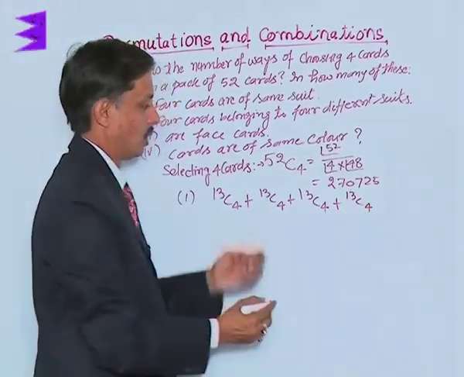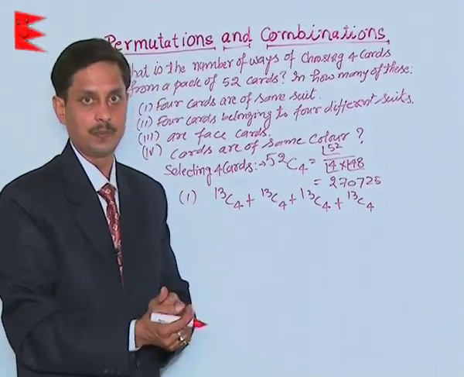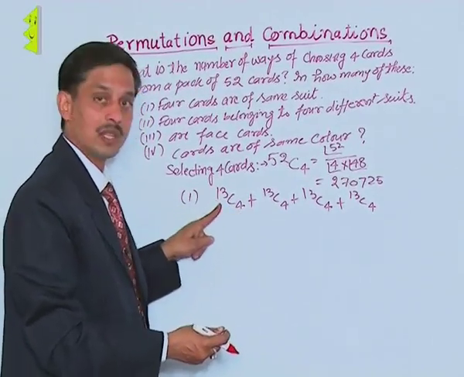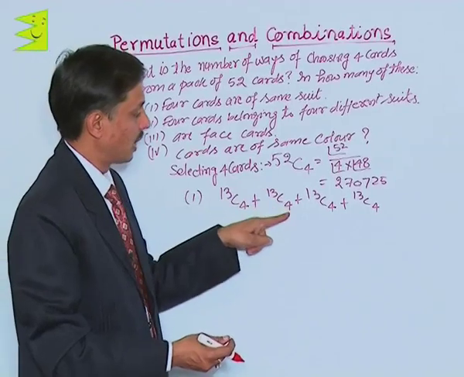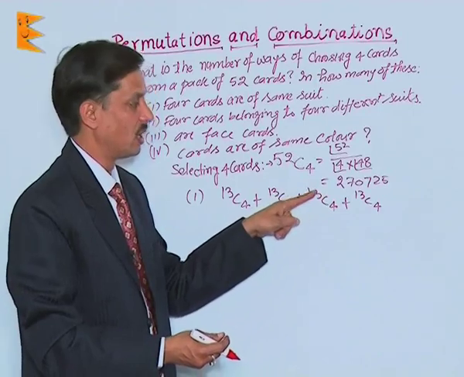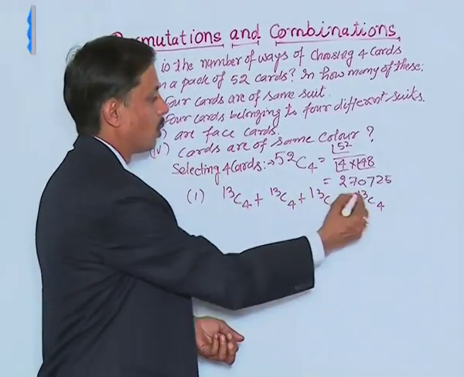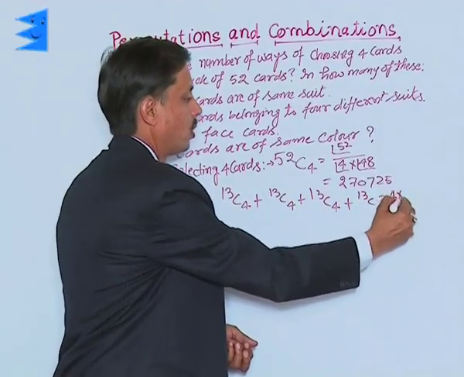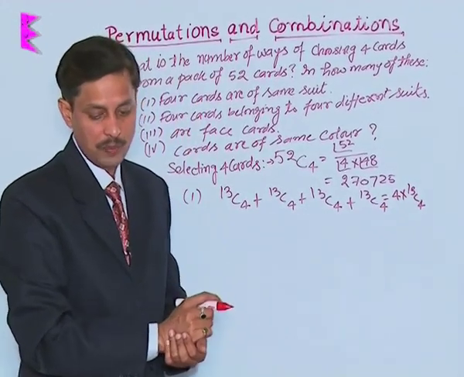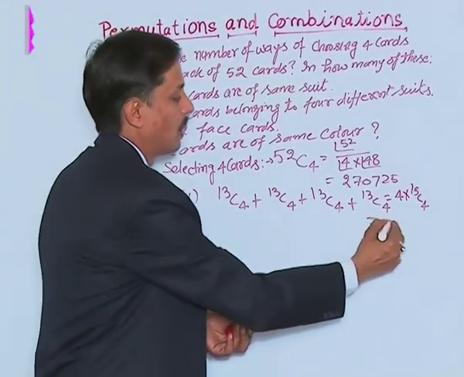Or these 4 cards out of 13 will be from the club. As in the problem we are finding, this is the matter of selection, not of arrangement. We may select 4 cards out of 13 of the club, 4 out of 13 of spade, 4 out of 13 heart, and 4 out of 13 diamond. So this can also be written as 4 into 13C4.